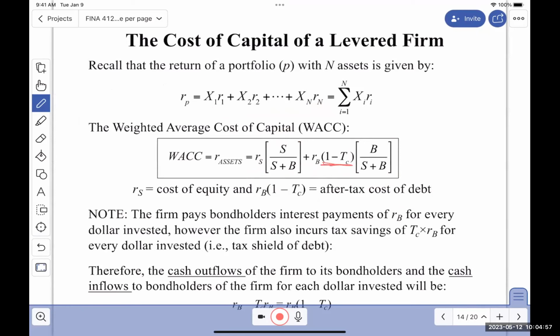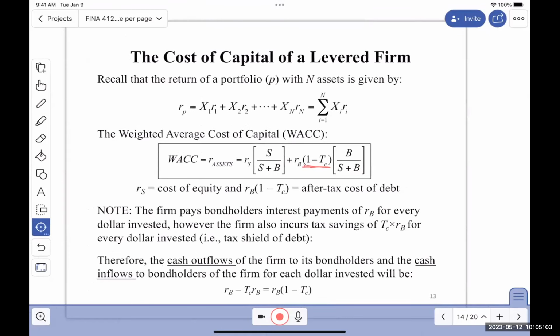How do I explain this? I know it's used for income purposes, so when I put that, I always say after tax. This is the after tax. So if I put 1 minus TC here, does this number become smaller or bigger? Smaller, right? Because if TC is 40%, 1 minus TC is 60%, so it's a fraction. So this becomes smaller.